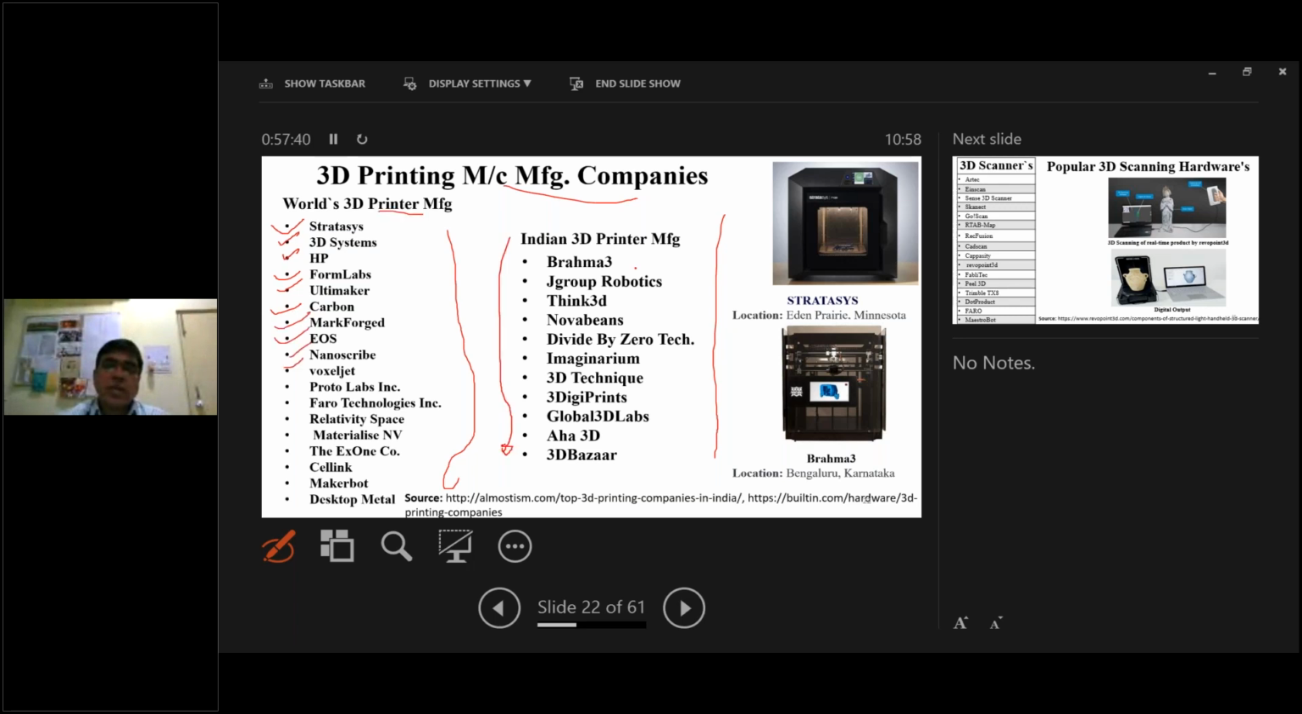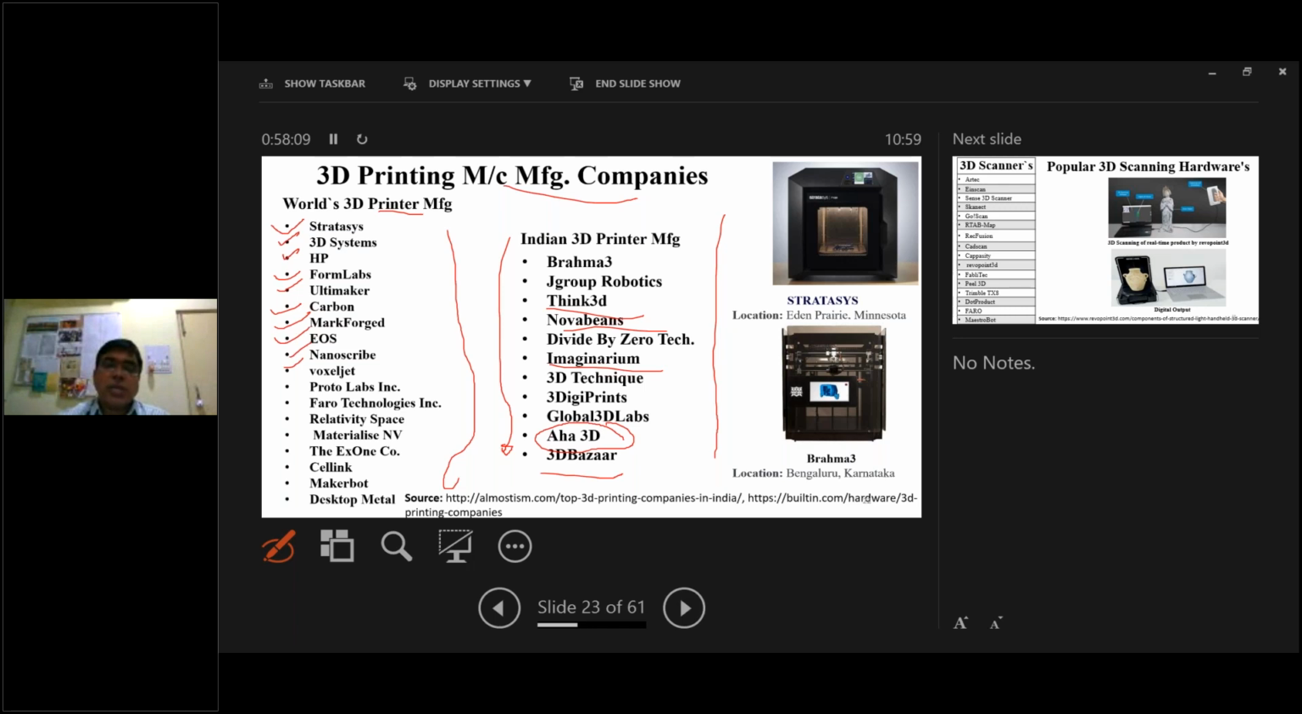Similarly, companies which are doing wonders in India are Think3D or Nova Beans. They're all there. Imaginarium in Mumbai. There is 3D Bazaar. So they support any kind of fabrication. You send them the design, they will print and courier it to you by Amazon or whatever your favorite, Flipkart and others. So this is the world happening.